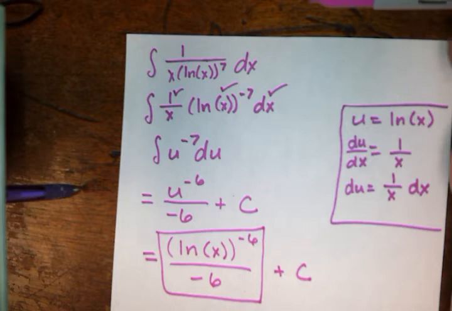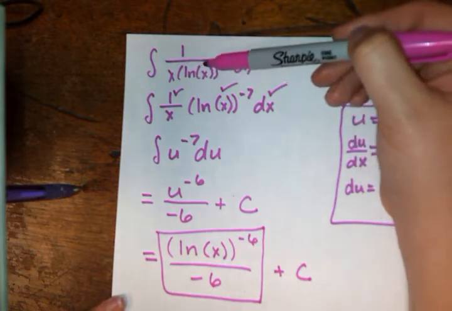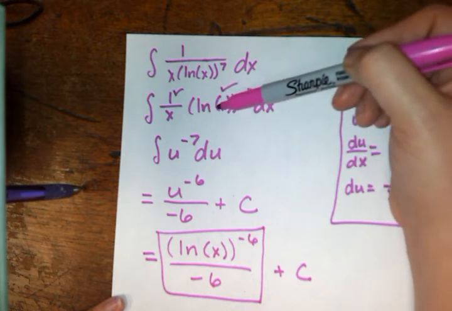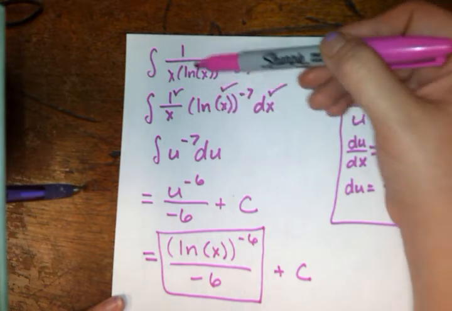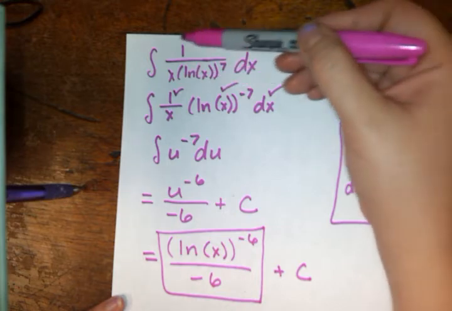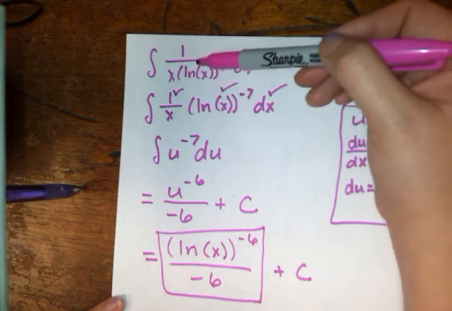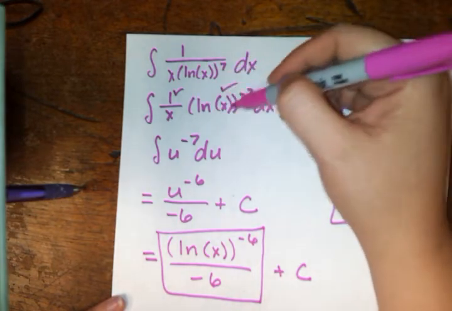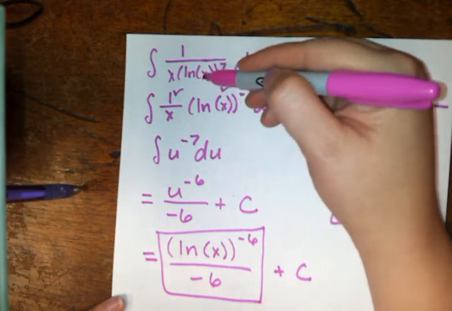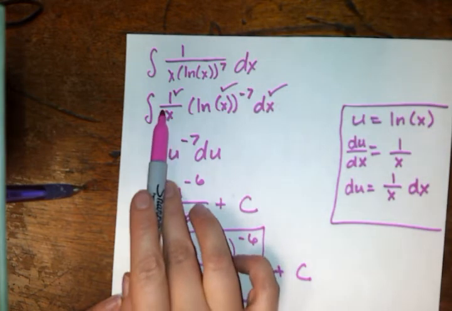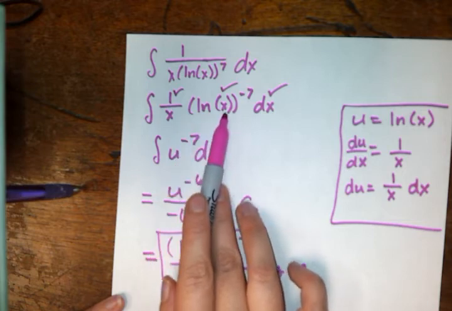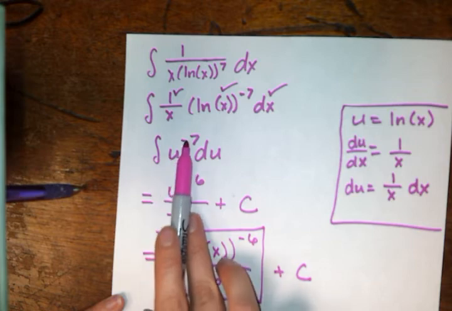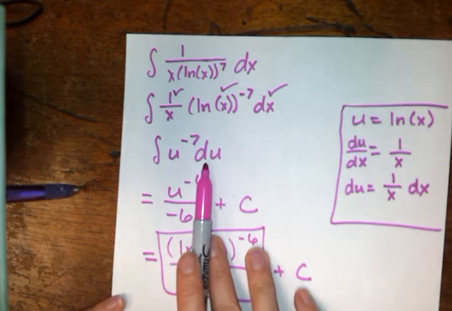So again, when I looked at this, I saw the 1 over x and recognized that that was going to be the derivative of the natural log of x. So that's what made it make sense for me to choose that for my u, because it's not obvious just looking at this what to choose for u. But one of the best ways to choose u is to pick whatever's in parentheses. So go ahead and pick what's in parentheses, and that means that you can rewrite this as 1 over x times the natural log of x to the negative 7th, giving you the integral of u to the negative 7th du is what you're going for.